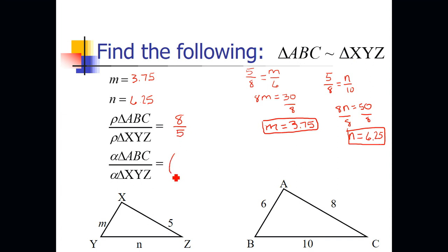And this question, asking for the ratio of the areas of ABC to XYZ, well, we learned in the second theorem today that we're going to take the ratio of the sides and we're going to square that. So the ratio of the areas would be 64/25. Now, I don't know that I'd really need to find the perimeter because I already know all the sides here. I could add the 3.75, the 6.25, and the 5. I can get my perimeter pretty easy.